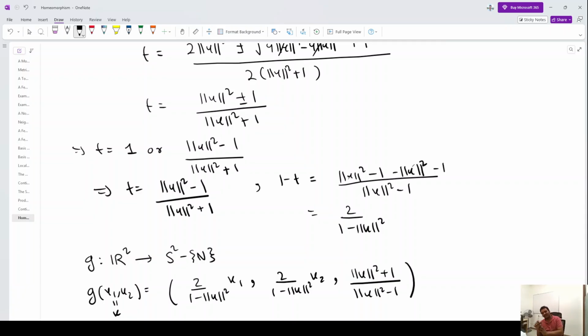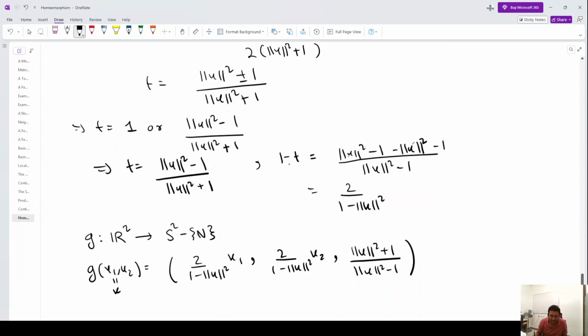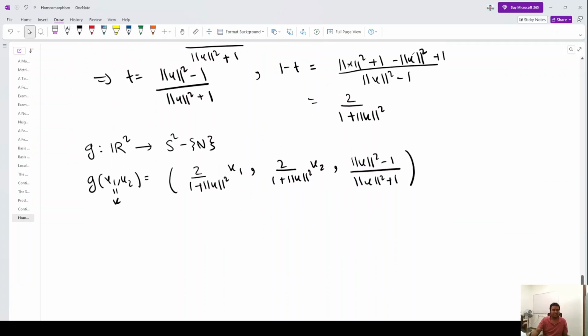You see why I made this mistake. If you have noticed what I have written, norm x square minus 1, but norm x can be 1, right? So it means my map has some defect. That's why I corrected my mistake. I noticed something is wrong. So 1 minus t, so norm x plus 1 minus this plus 1. So 2 by this, and above is minus 1. Now it is perfect, right? So that's what you have to do. So this is your map G.